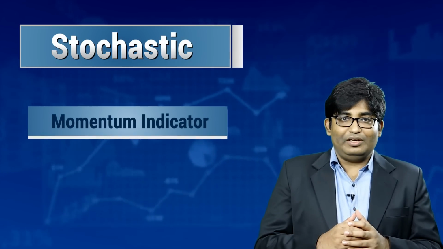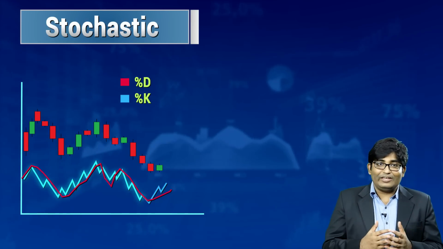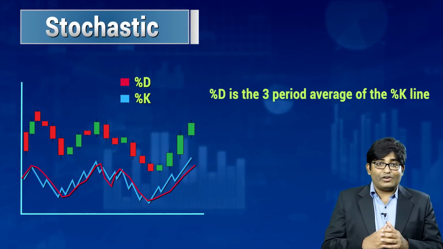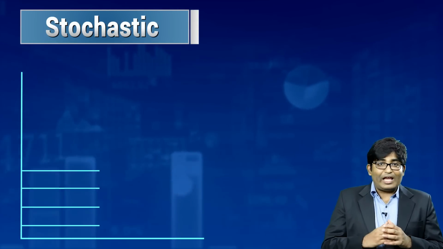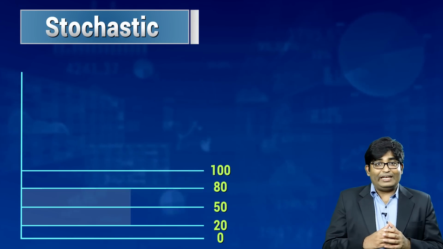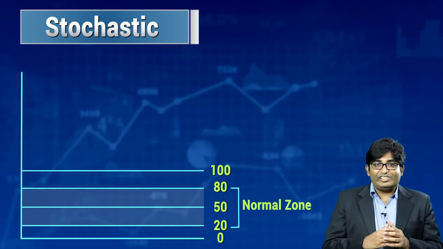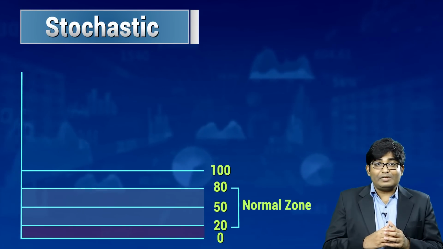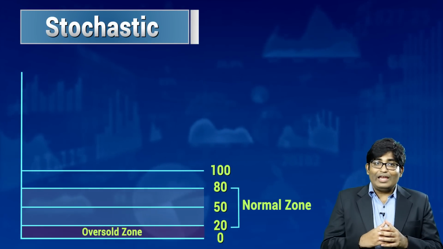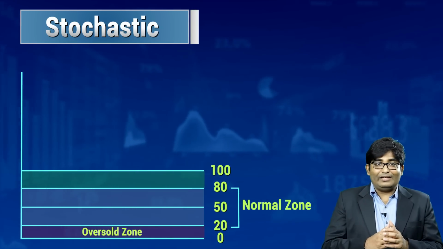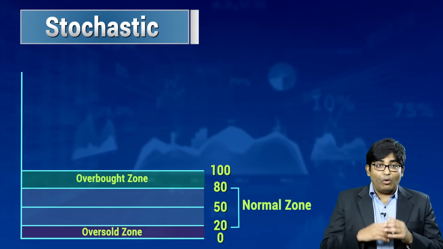Stochastic is a momentum indicator. This has two lines, that is the percentage K line and the percentage D line. The percentage K line is more reactive than the percentage D line, as the D line is a 3-period average of the K line. In stochastic, the region between 20 and 80 is the normal zone. Below 20, that is the region between 0 and 20, is termed as the oversold zone, and the region between 80 and 100 is called the overbought zone.